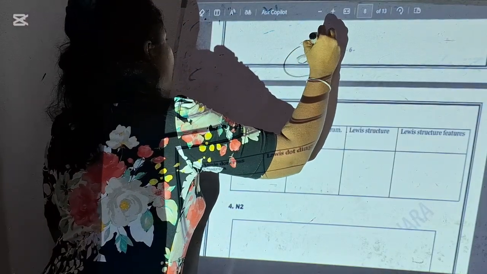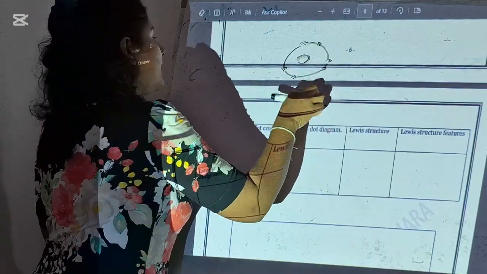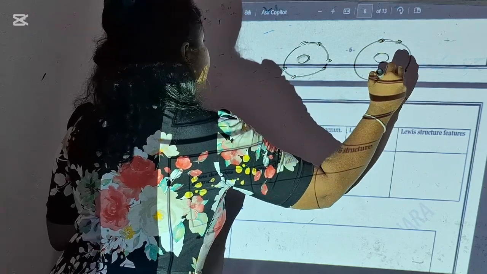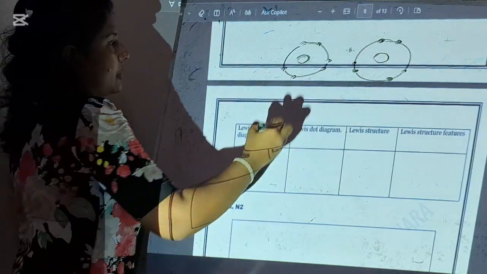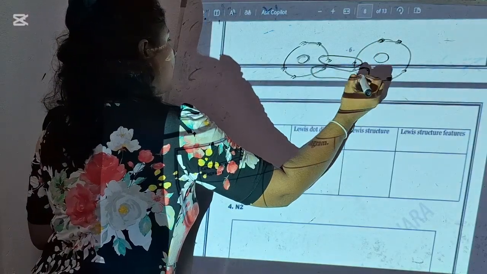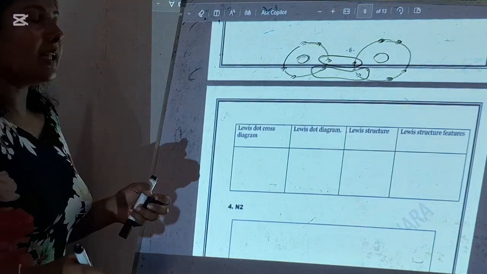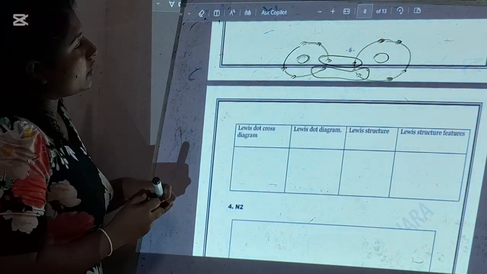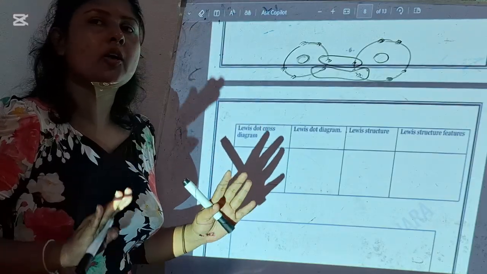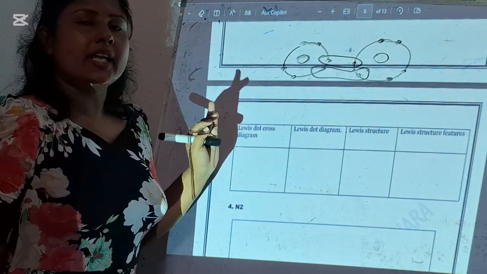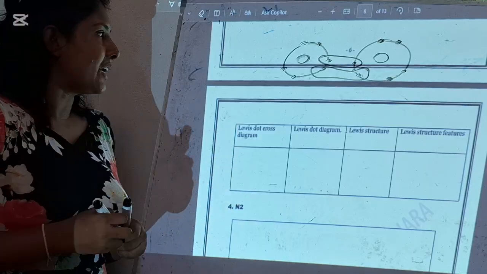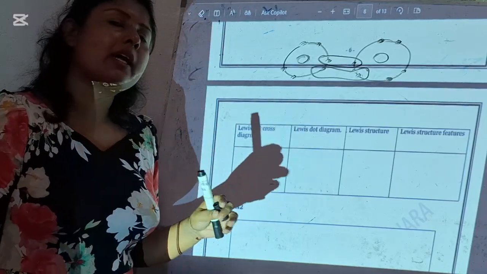So the last shell has only 6 electrons, the same as what we drew before. 6 electrons at the last shell. Then after making the bonds like this, completing the last shell with 8 electrons, this is the structure we draw here. The reason for taking last shell electrons only is that we need only the last shell electrons for these structures. The electrons in the middle shells are not needed. We only need the electrons of the last shell.